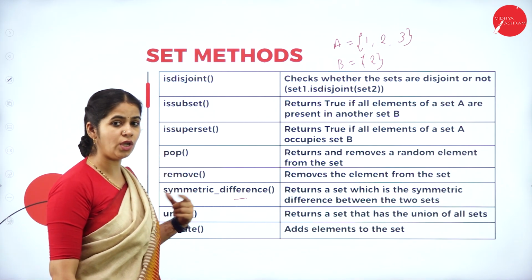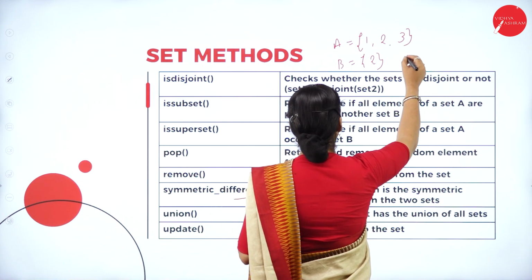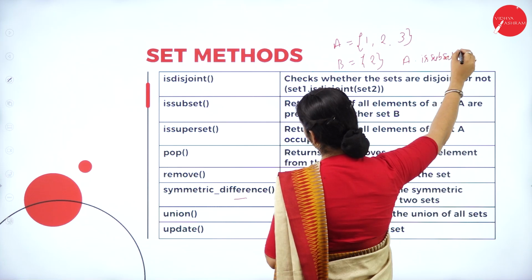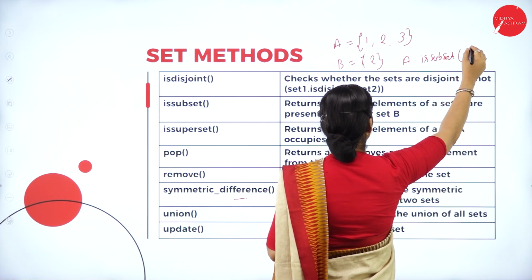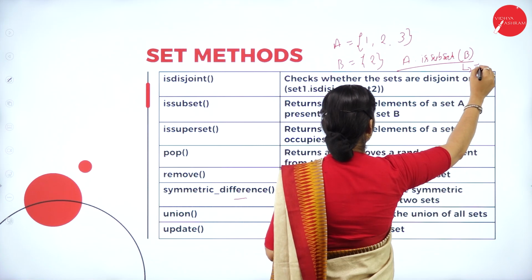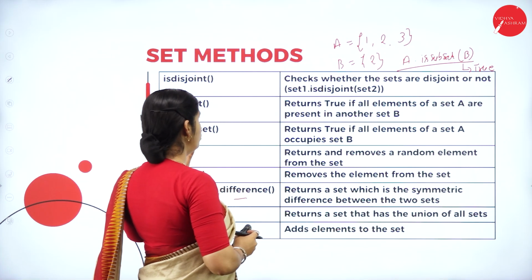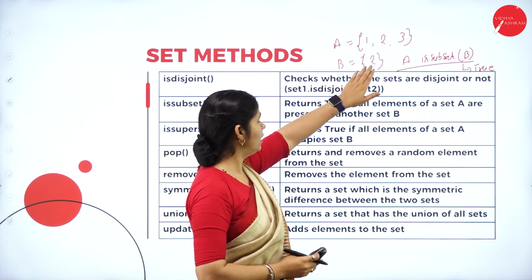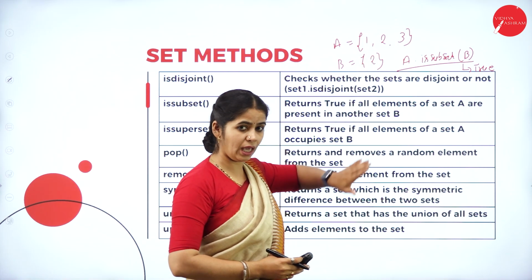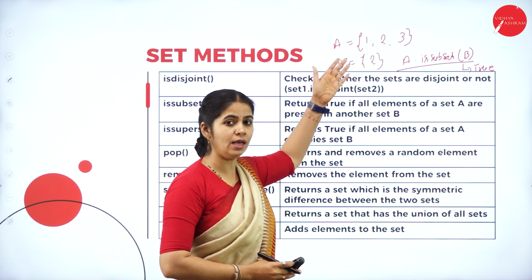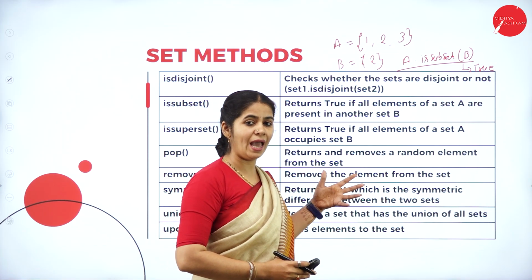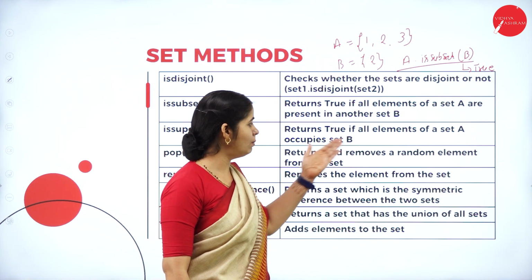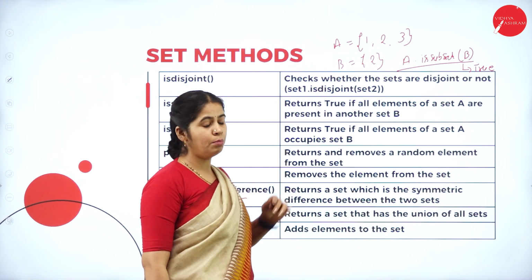Issuperset, it will check. So how are we supposed to call that? A dot issubset of B. If it is so, it will return true. Similarly, we have to check whether A is a superset or not. If the elements of B are in A and the elements of C are also in A, it will show you A as a superset. It will also give you a Boolean value. It returns true if all the elements of set B are contained in set A.